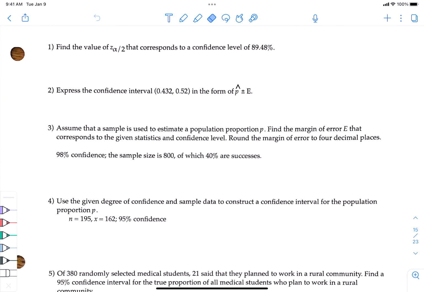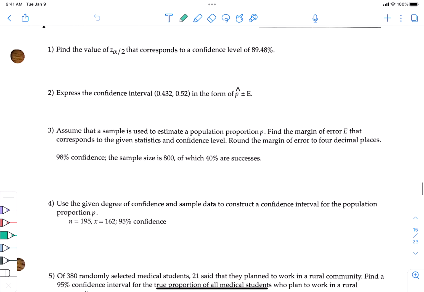Number 1, number 2, number 3. Let's go down to number 3. Number 1 and number 2 are asking you starter questions. Number 1 might be a little bit difficult for you, so try to figure that out on your own. Otherwise, I can come help you. Number 2 should be pretty straightforward.